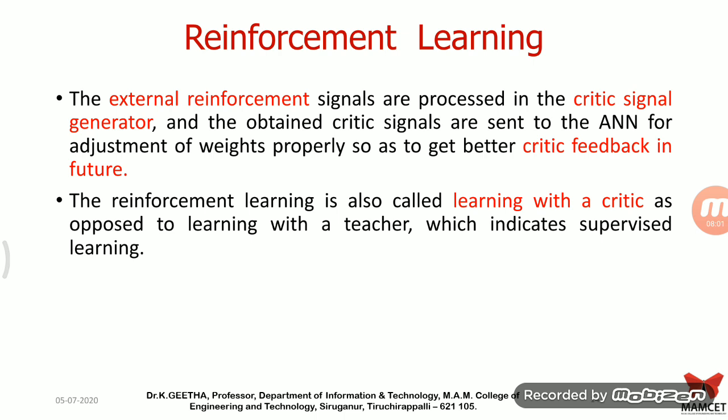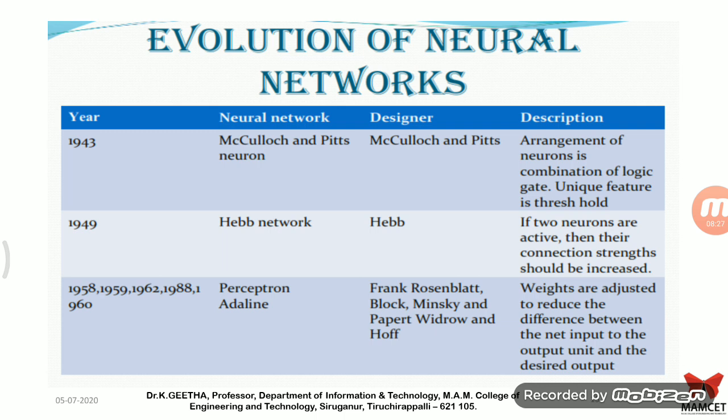In reinforcement learning, the external reinforcement signals are processed in the critic signal generator, and the obtained critic signals are sent to the ANN for adjustment of weights properly so as to get better critic feedback in future. Reinforcement learning is also called learning with a critic, as opposed to learning with a teacher, which indicates supervised learning.